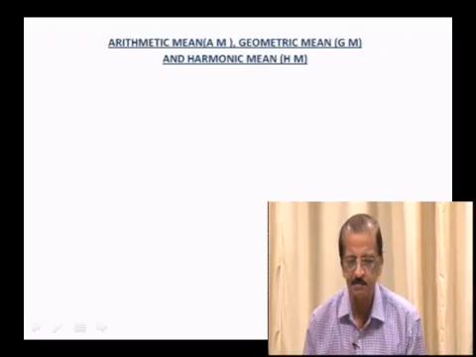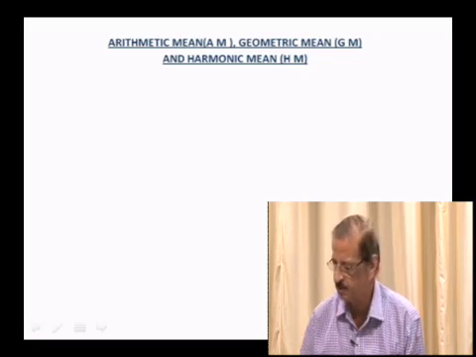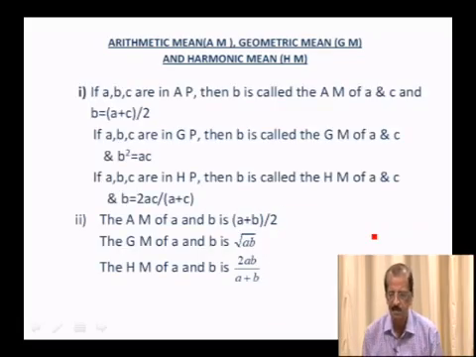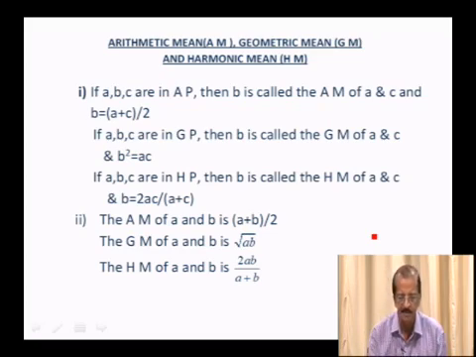Arithmetic mean, geometric mean and harmonic mean. If A, B, C are in AP, then B is called the arithmetic mean of A and C, and B is equal to A plus C by 2. If A, B, C are in GP, then B is called the geometric mean of A and C, and B square is equal to AC. If A, B, C are in HP, then B is called the harmonic mean of A and C, and B is equal to 2AC over A plus C.